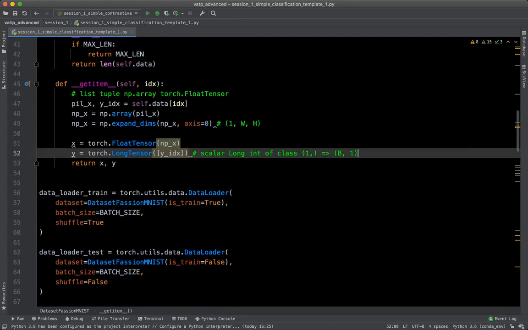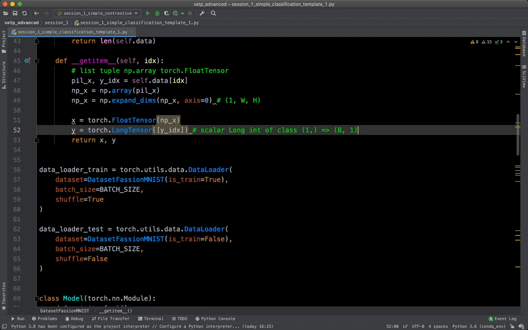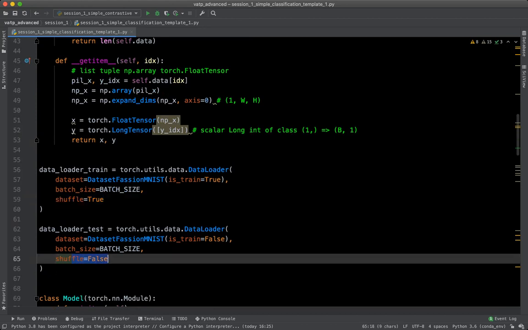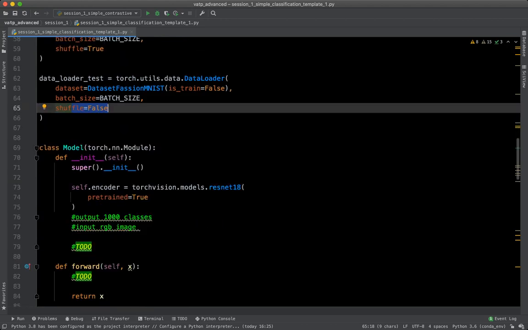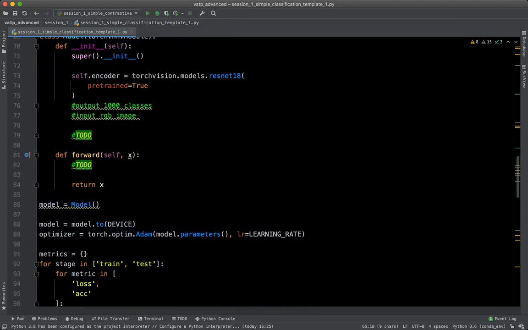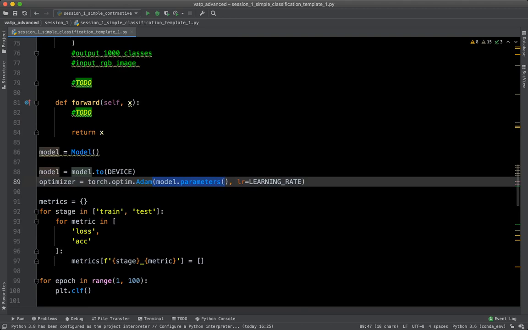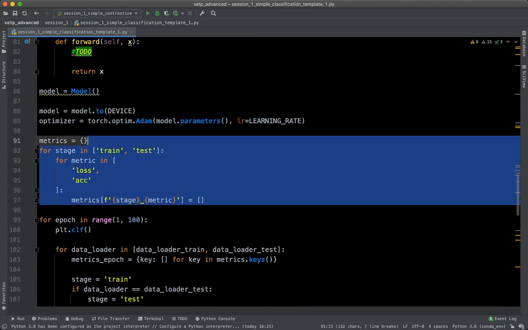So then there are training and testing datasets. One is shuffled, another one is not shuffled, so we always have some reference images. Then there is the model that we will do now. Then there is an optimizer where we select those parameters that we want to train. There are some metrics. We can add more metrics if we want.